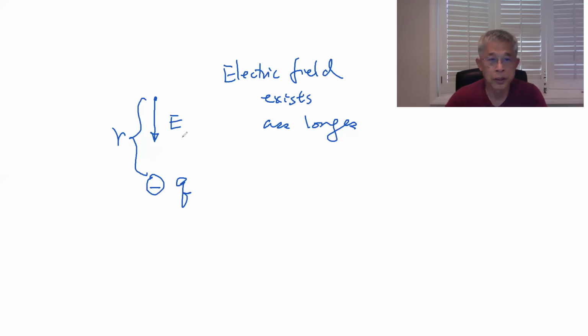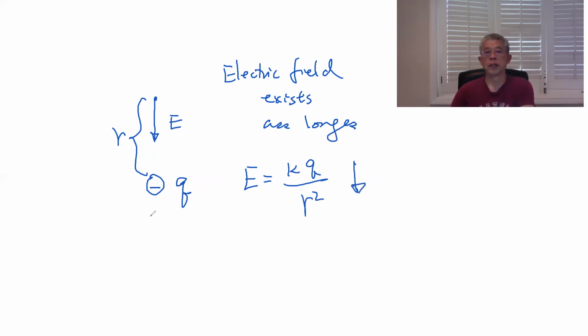Right. So then this E is the same, but it's a different direction because this is negative. So then this is K, Q, only one Q, over R squared. But this is going this direction, right? In the positive case, it's going away from it. Right? So that's electric field.